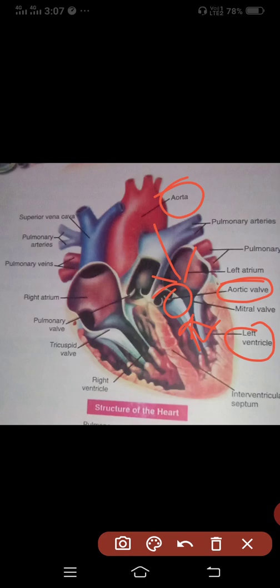So through these four valves we have to know about the blood flow and the situation where these valves are found in our heart.